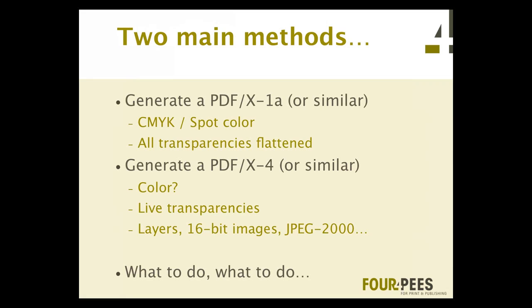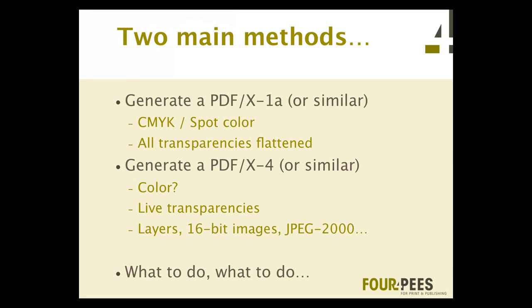So in PDF X1A, of course, you're looking at something that is CMYK and spot, and where all of the transparencies have been flattened. On the other side, you're looking at something that has, well, we weren't really sure about color, and there were some heated discussions about whether you want to convert stuff to RGB or not. But you're definitely looking at live transparencies, and potentially you're looking at the use of all of these other modern features that are allowed in PDF X4.